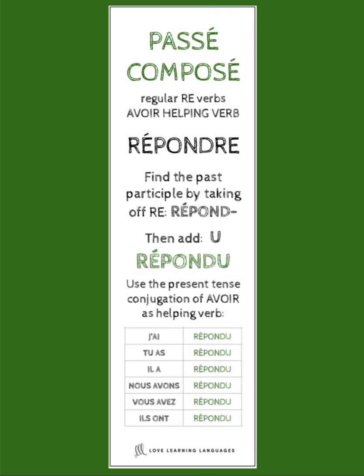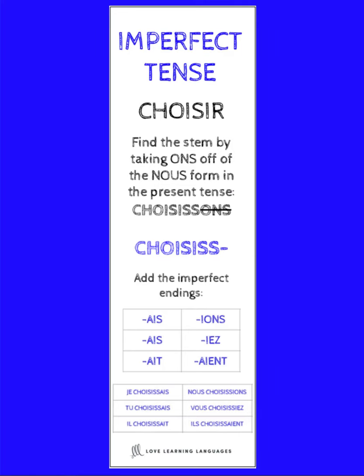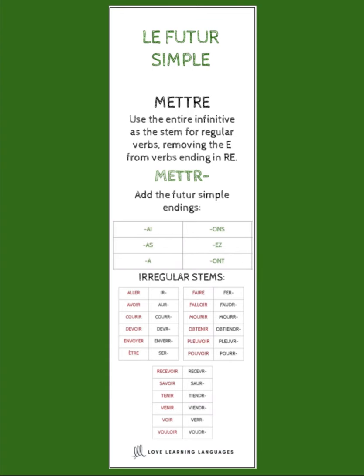Now, these are not simply cards with conjugations on them for every verb. Look at this one, the imperfect tense. Remember how to form it. What are the endings? Things like that. All of those little things that sometimes you're like, okay, futur simple, how do we do that again? What are the endings? What are the irregular stems?